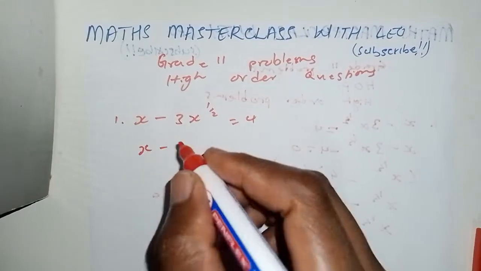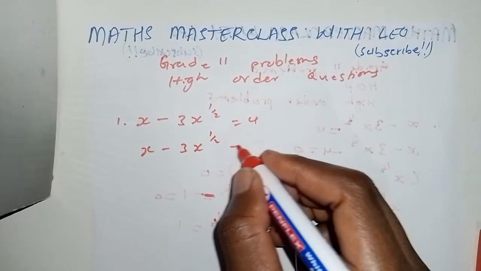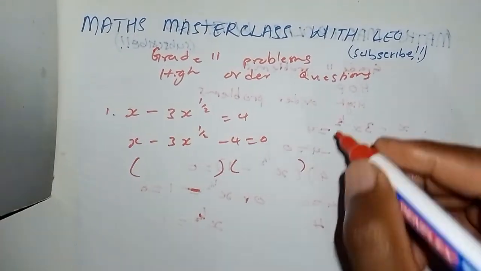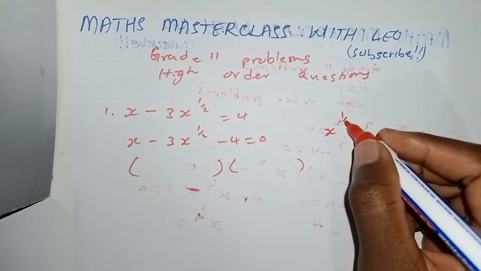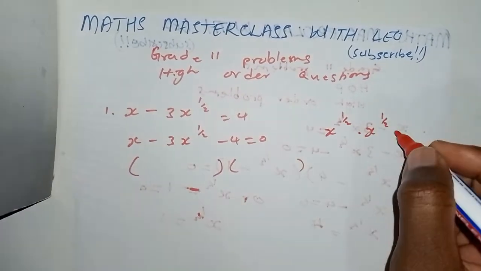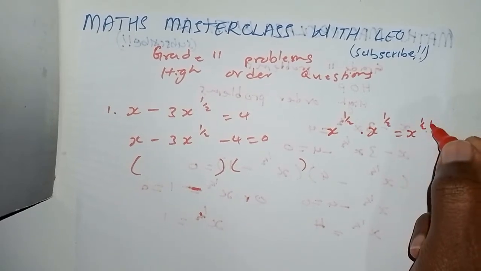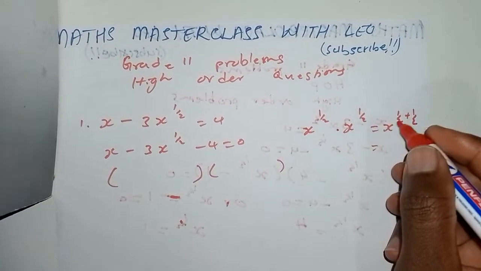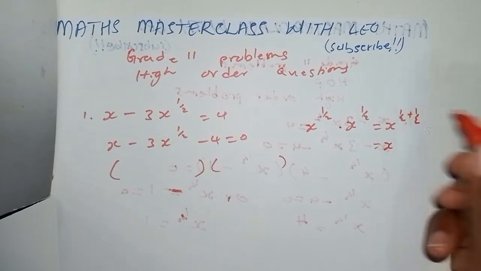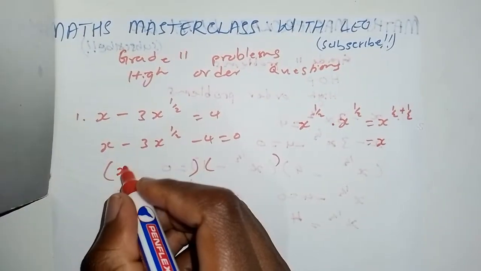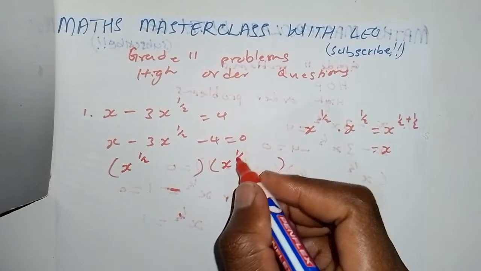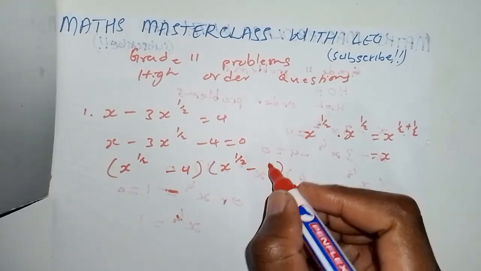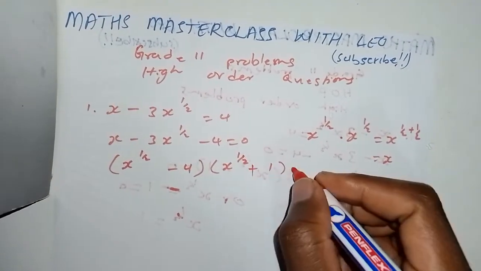You're just going to say x minus 3x to the power half minus 4 is equal to 0. And then I remember the laws of exponents. If I say x to the power half multiplied by x to the power half, what am I going to get? This is going to be x to the power 1 over 2 plus 1 over 2. Because we have bases that are the same, this gives me x, because half plus half is equal to 1, right? So here I can just say x to the power half, x to the power half, and then minus 4. Which one should be minus, which one should be positive? This should be positive. This is equal to 0.